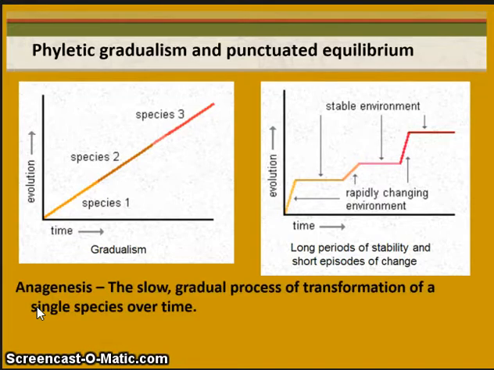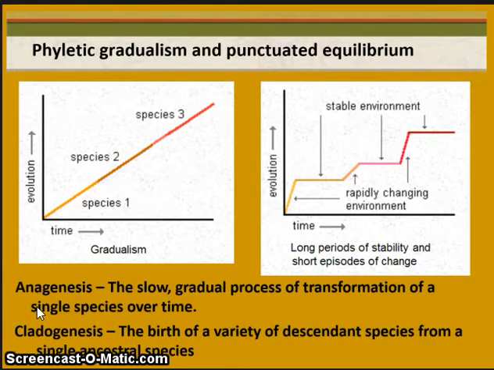So again, just to review: anagenesis is a slow, gradual process of transformation from a single species over time. Cladogenesis is the birth of a variety of descendant species from a single ancestral species that happens rapidly. Now note, when we're talking about rapidly, we're still talking about thousands of years or tens of thousands of years, but it's much faster than phyletic gradualism.